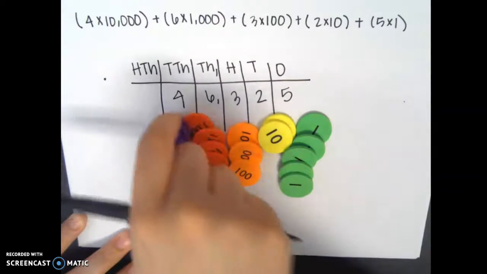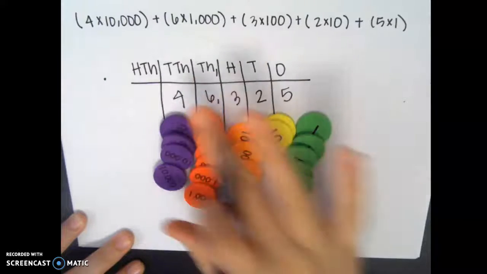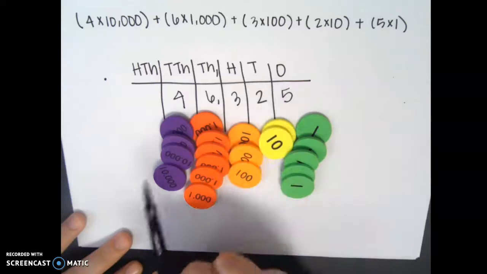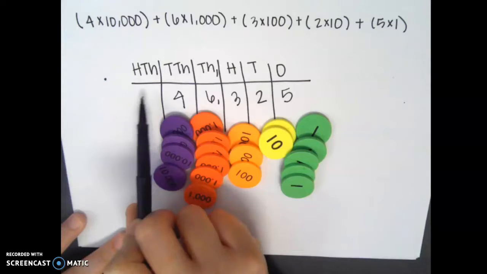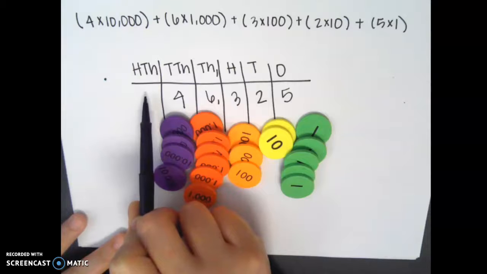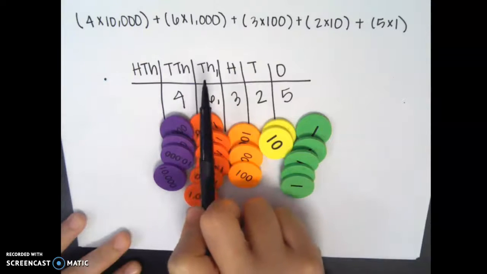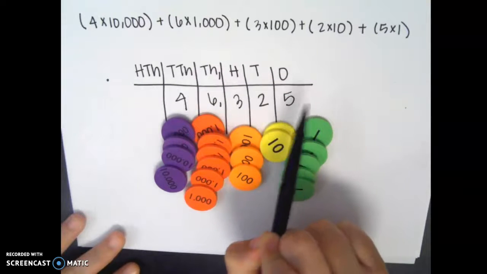1, 2, 3, 4. So that's what this number looks like represented in standard form and with your place value discs. I don't have a number in my 100,000s, and I can just leave that blank. You do not need to put anything there. But if I was missing a thousands, I would need to fill that in with a 0. If I was missing a ones, I would need to fill that in with a 0.